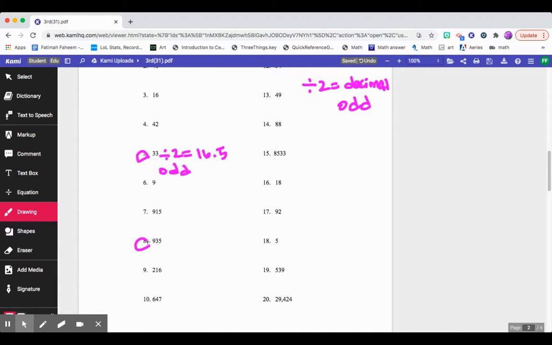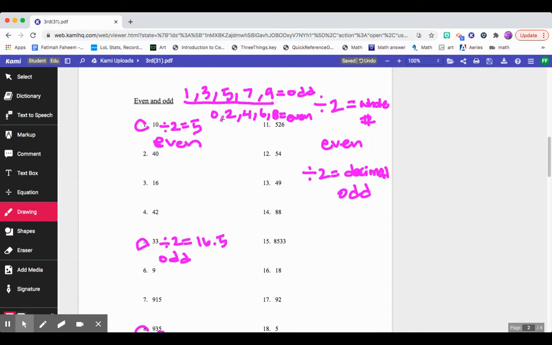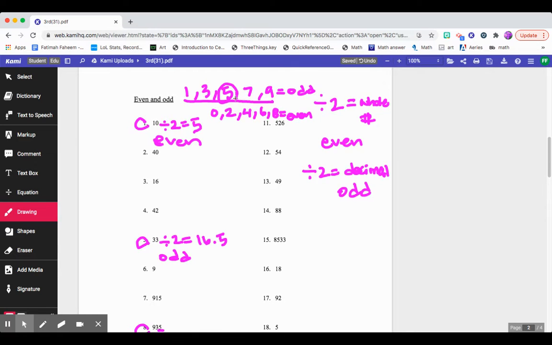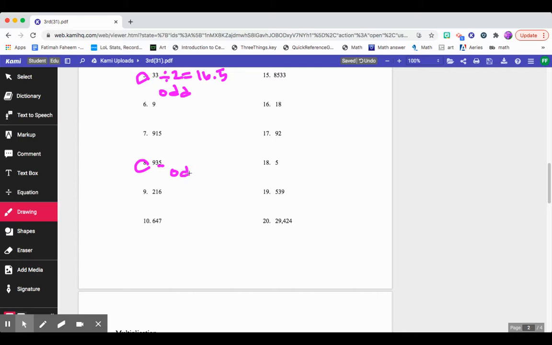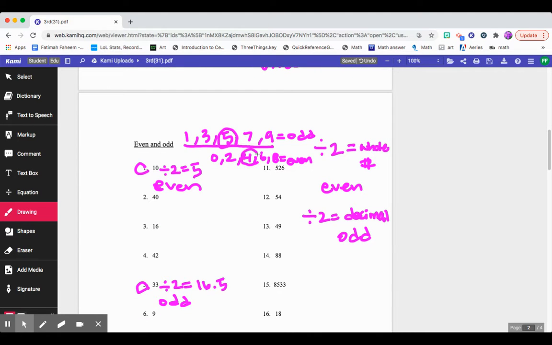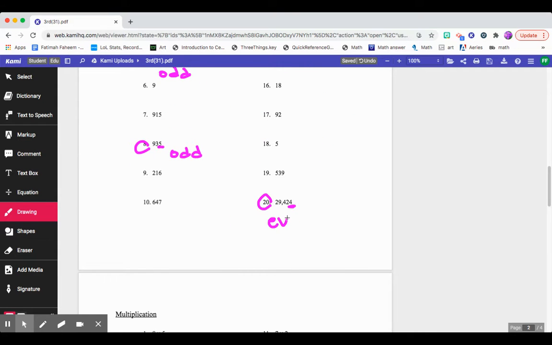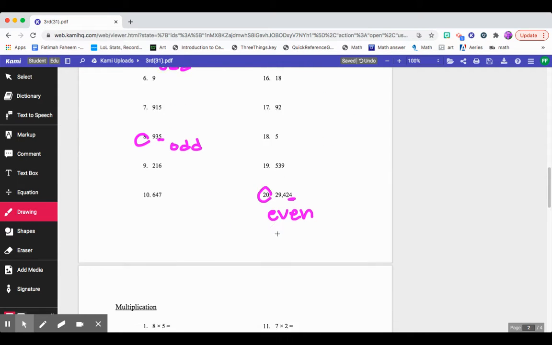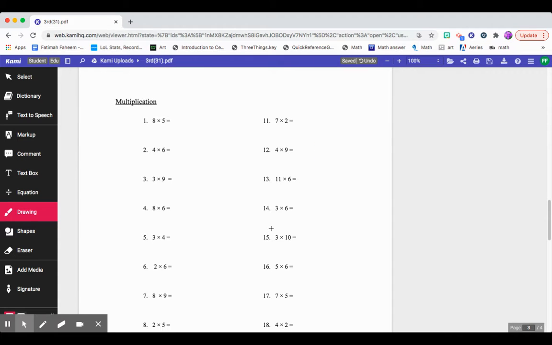So let's try number 8. It ends with 5, right? The last number is 5. Then which one do you think? It's odd, right? Write odd here. This is an odd number. And let's try the last question. As for number 20, it ends with 4, right? If it ends with 4, then which is it? Even, right? Just write even here. I think everyone understands now. If it's hard, just keep practicing. Practice is the best way to learn.